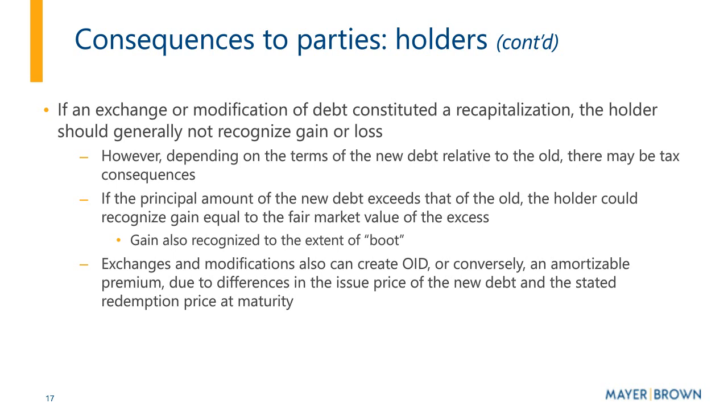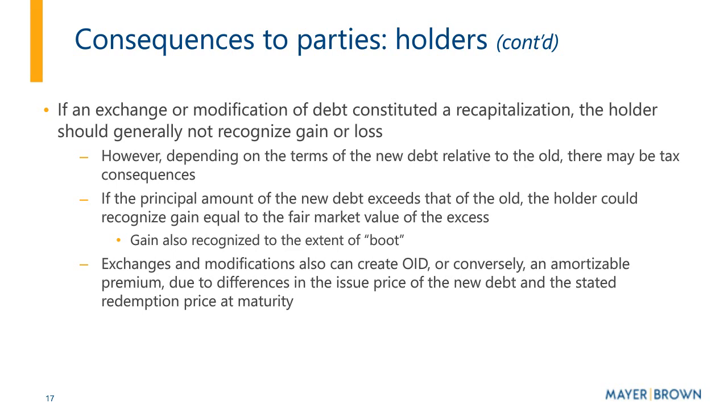For example, if the issuer pays cash or other property in connection with the modification, so it's not just changing a term or just exchanging debt for debt, but you get something else, like a little bit of an extra incentive fee or something like that, that could be considered boot, which could be taxable to a holder upon receipt. So it would be generally non-recognition, but plus a little bit of recognition to the extent of those amounts.